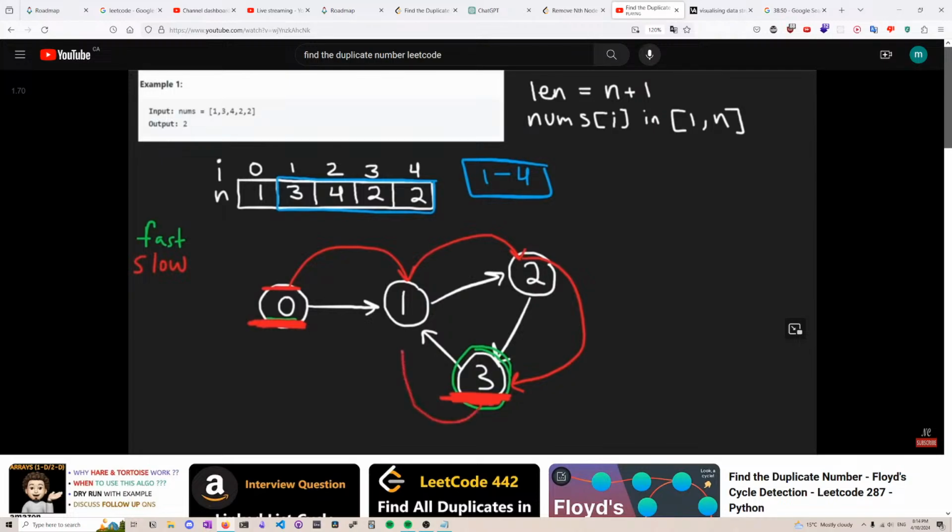So this slow pointer is going to be shifted by 1. This slow pointer is also going to be shifted by 1. Hey, we just found out that they intersected, right? And this second point of intersection is always going to be the result. It's not intuitive at all why this is the case yet, but let me explain that.